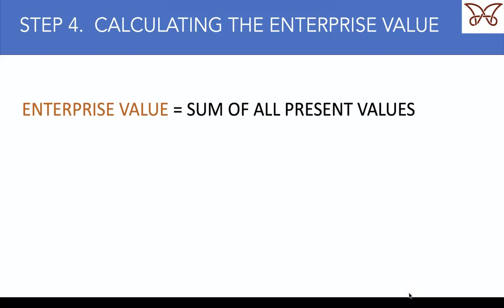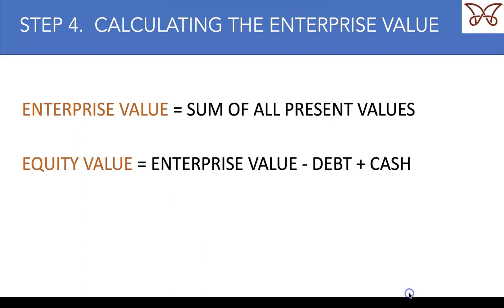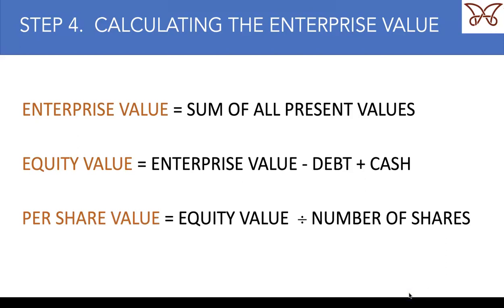The final step is to add all the present value numbers and arrive at the enterprise value. Then it gets simpler. Enterprise value minus total debt plus cash on the balance sheet equals equity value, or the net worth of the company. Equity value divided by the total number of shares is equal to your estimated per share price. If this is higher than where the company's shares currently trade at, we should buy. If this is lower than where the company's shares currently trade at, we should wait and not buy.